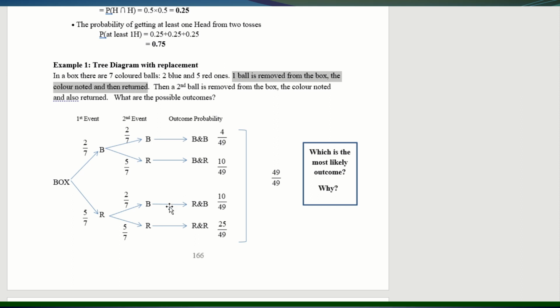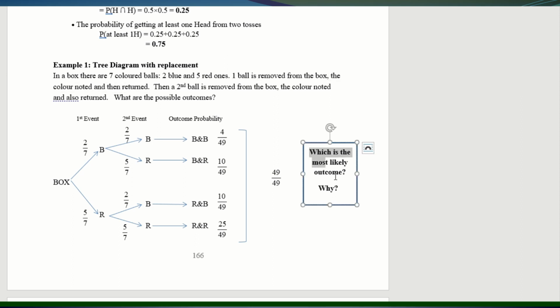What's the probability you get red and black? 5 over 7 times 2 over 7, 10 over 49. What's the probability you get red and red? 5 over 7 times 5 over 7, 25 over 49. So you total up this, you must get 1, which is 49 over 49. Then you know you're pretty much right.